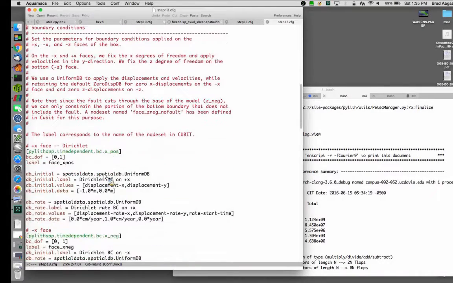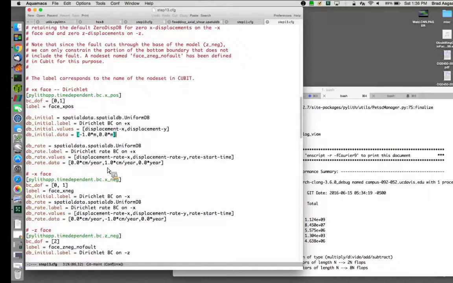And for the fault, we're going to start out with the x positive face. We're going to hold it initially fixed, and we'll move it inward 1 meter and then hold it fixed, but then drive it with a uniform slip rate or displacement rate of 1 centimeter per year. So initially we're going to move the boundary in, and then we're going to slide it at 1 centimeter per year parallel to the fault.